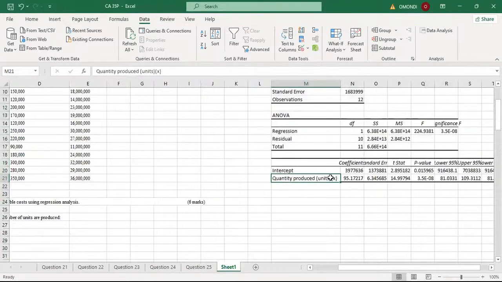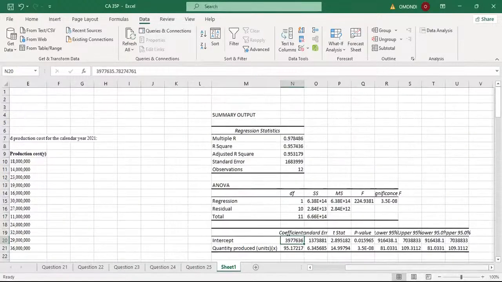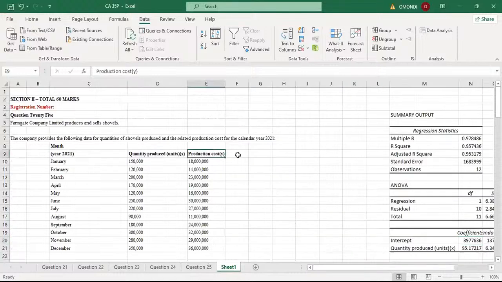So I know very well that X here, I'm going to get the value of B. That is the slope of the curve or gradient of the curve. Intercept is now the fixed costs. And now that I have the fixed costs, I can extract variable costs.